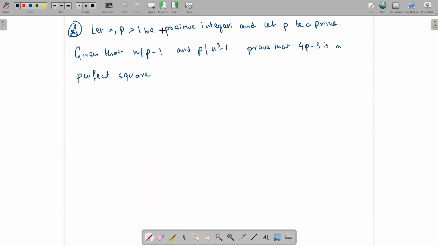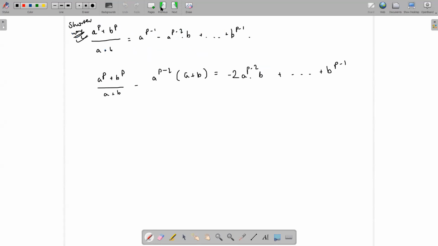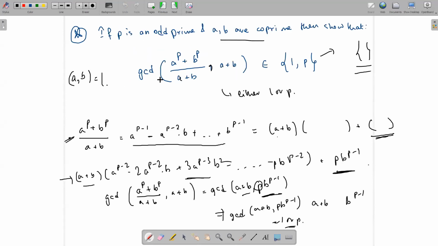Okay, let's move ahead. Let n and p be positive integers and let p be a prime. Sir, if we simply put a equals minus b and adjust to get 0, we're directly getting p b to the power p minus 1, if we put a equals minus b.